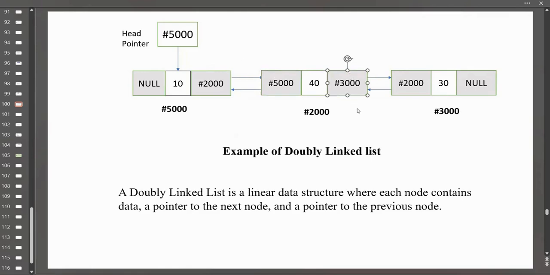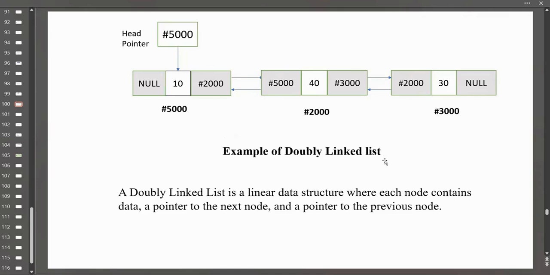And this 3000 is the address of the next node. This is the next node. All right. Now 30 again, we have 30. That's the data. Here we are writing the address of the previous node, that's 2000 we are storing here. Okay, and after this we don't have any node, that's why we are writing null. And we will have a head pointer as well, which will store the first node address. Okay, right? So this is the example of a doubly linked list.